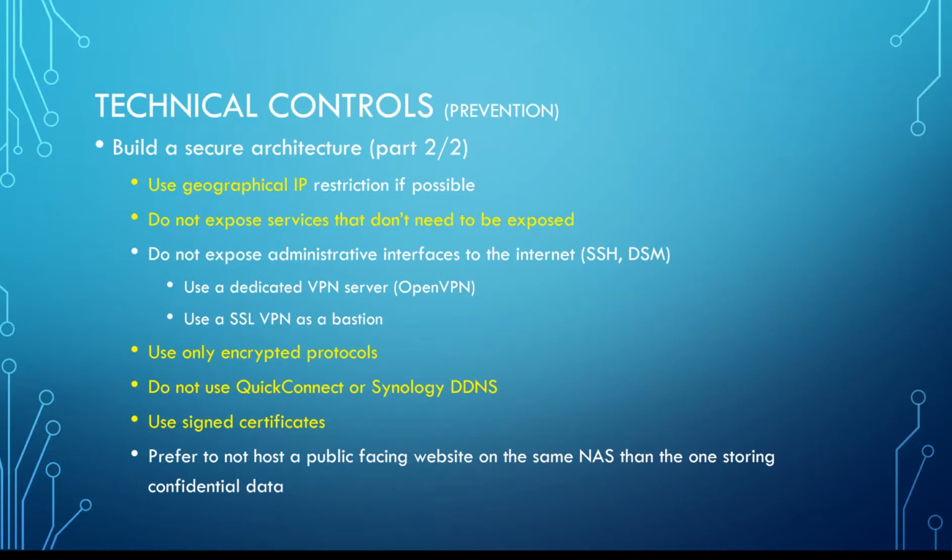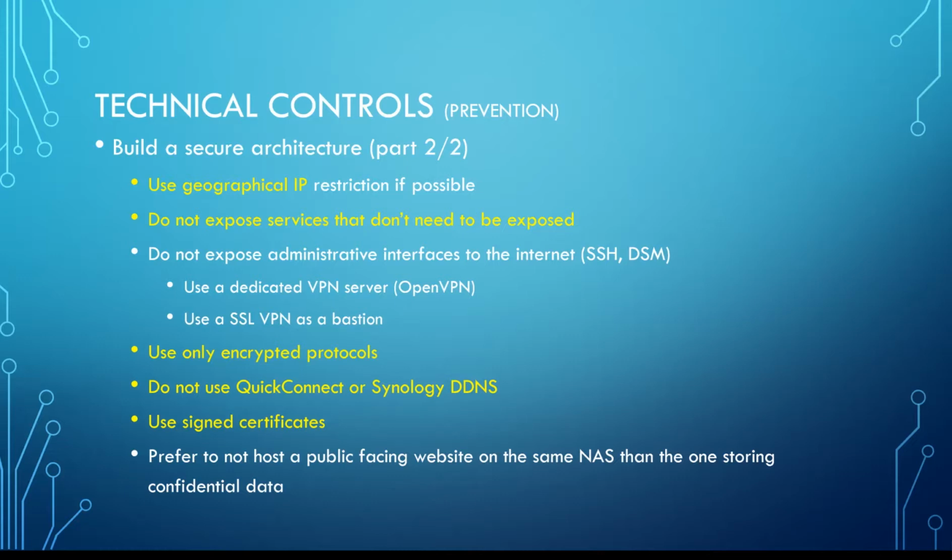Do not expose services that don't need to be exposed. So if you don't need to expose the SMB port over the internet, close it. Do not expose administrative interfaces to the internet. If you've got administrative tasks over SSH or over the DSM web interface, just don't expose them over the internet. You can use a dedicated VPN server, which uses the OpenVPN technology if you want. Don't use the VPN server package of Synology. You have to have a dedicated box for this.